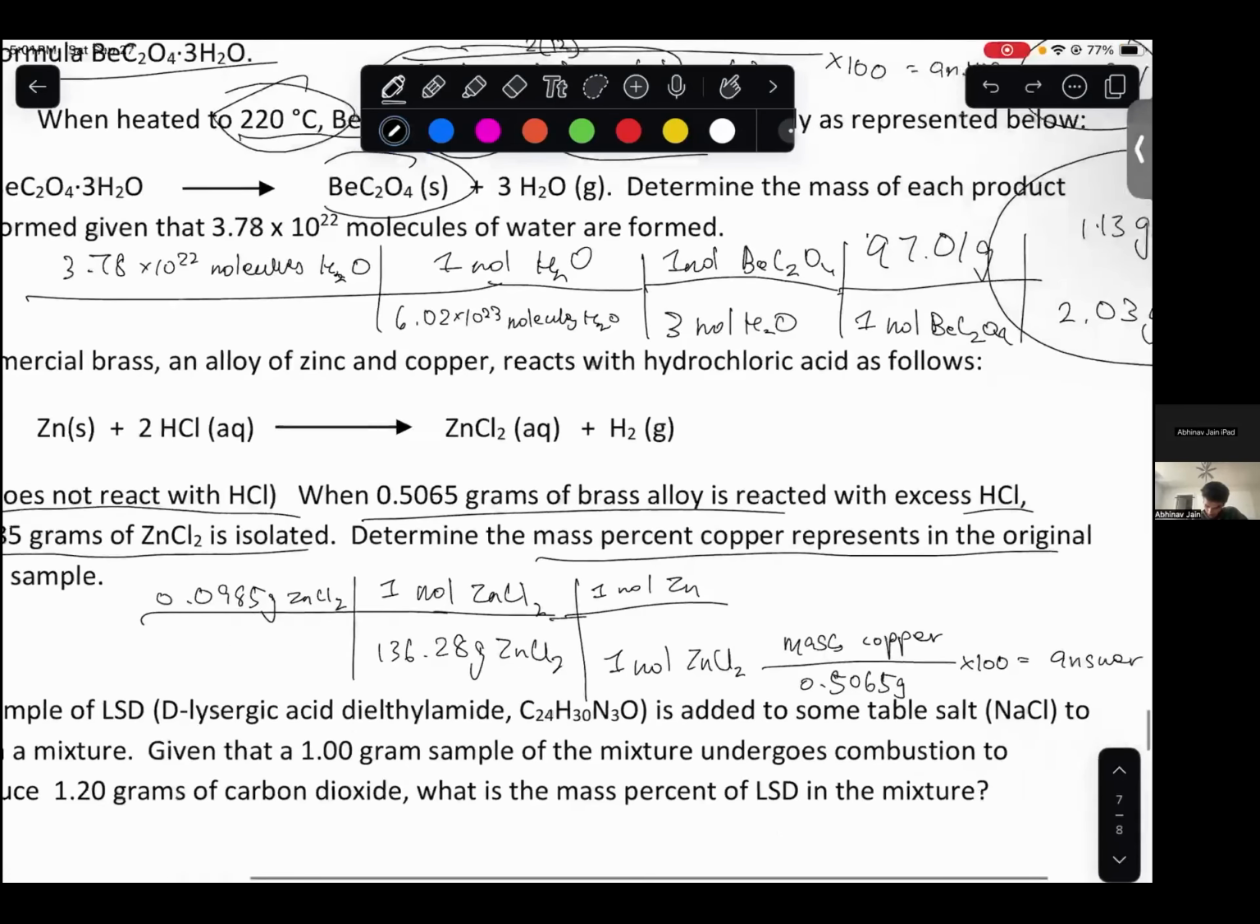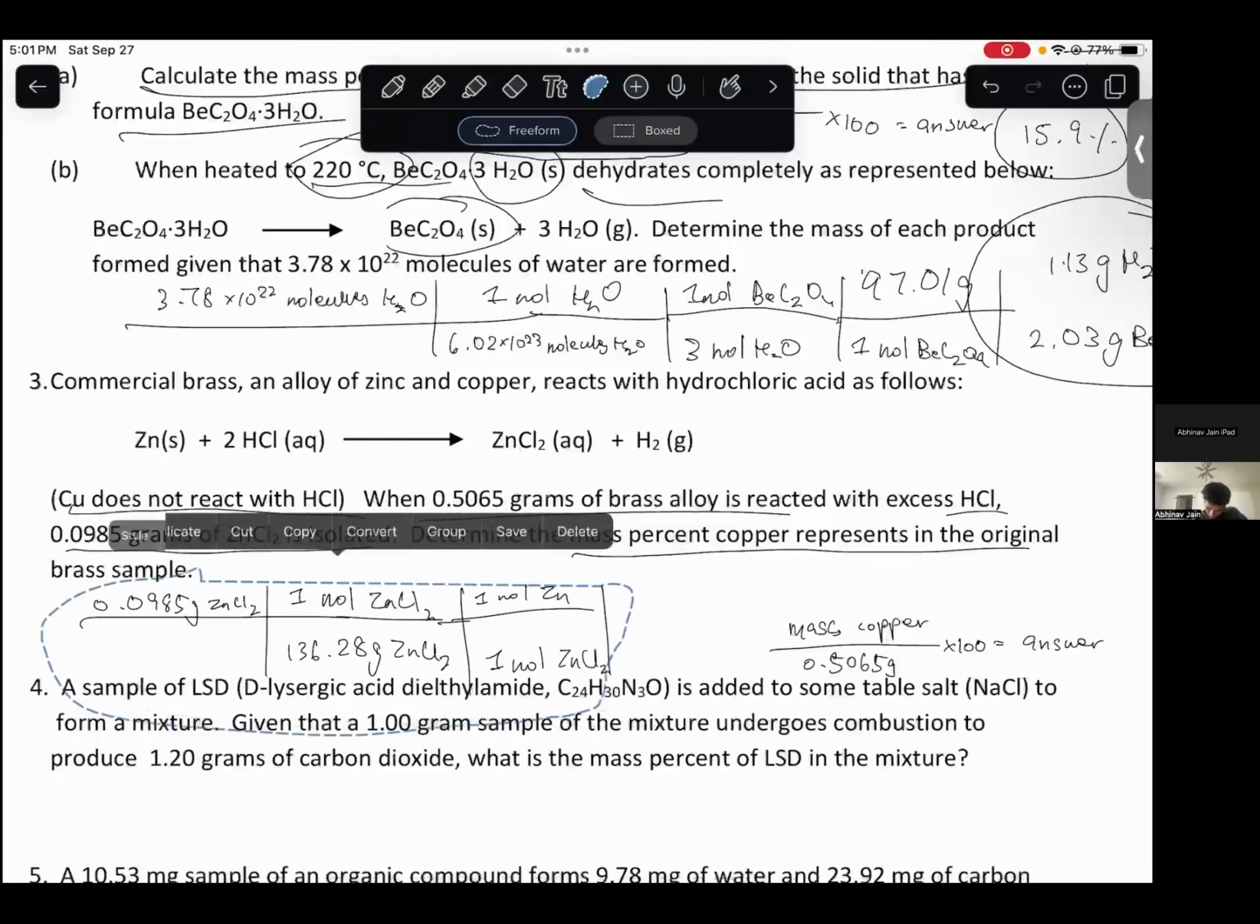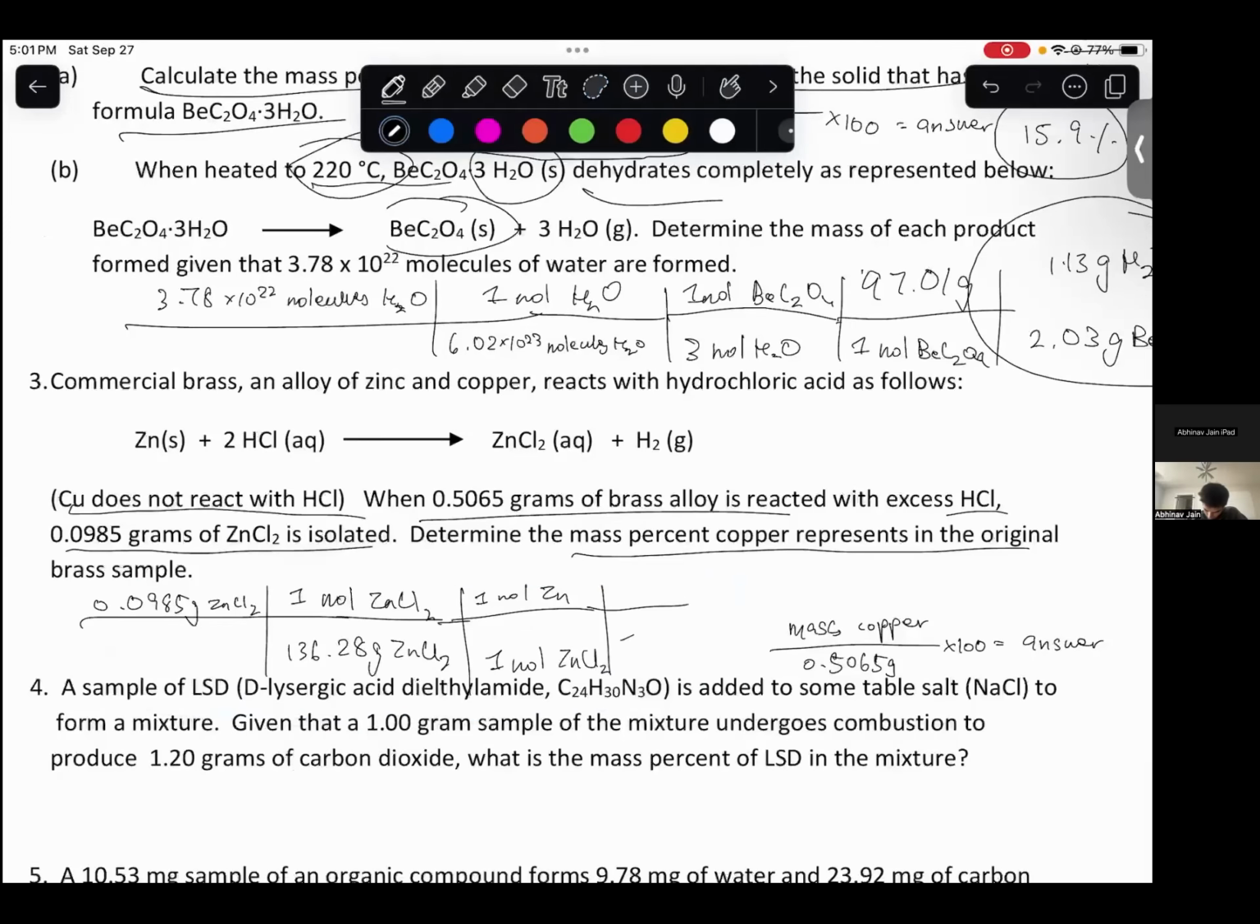And we know that for every 1 mole of Zn, we're going to have 65.38 grams of Zn. Now we can't calculate the grams of copper directly because copper is not involved in the reaction. We can calculate the grams of Zn. And remember, the alloy is only zinc and copper. So if we find the mass of the entire alloy, we can subtract the mass of the Zn to find the mass of the copper.